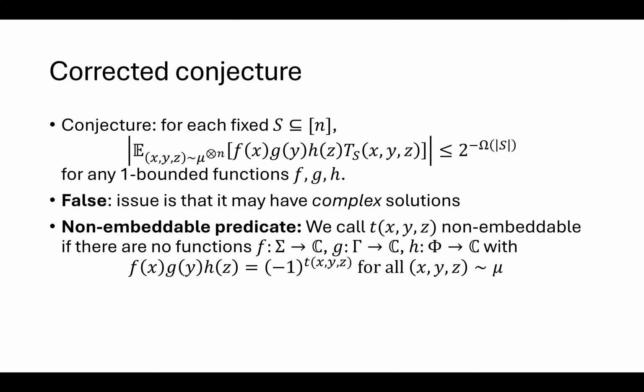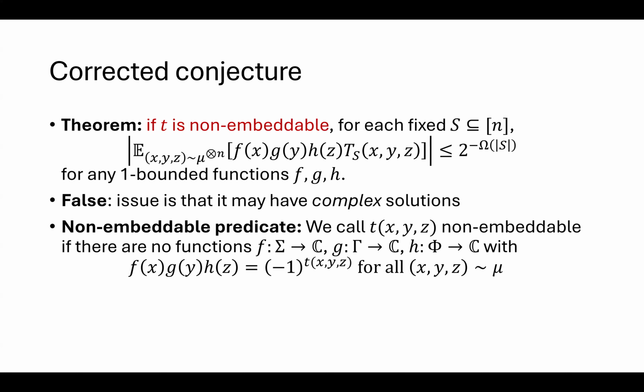We call t(x,y,z) non-embeddable if there are no functions f, g, h mapping to complex numbers where f(x), g(y), h(z) is -1 to the t(x,y,z) for all (x,y,z) in mu. Now, the previous conjecture can be converted into a theorem. If t is non-embeddable, then for each fixed S, the following correlation is true. It does indeed decay exponentially.